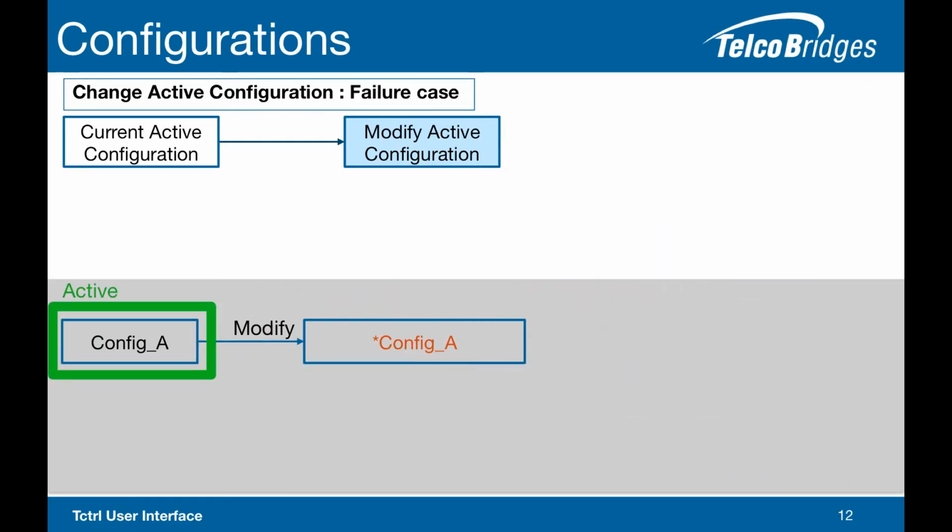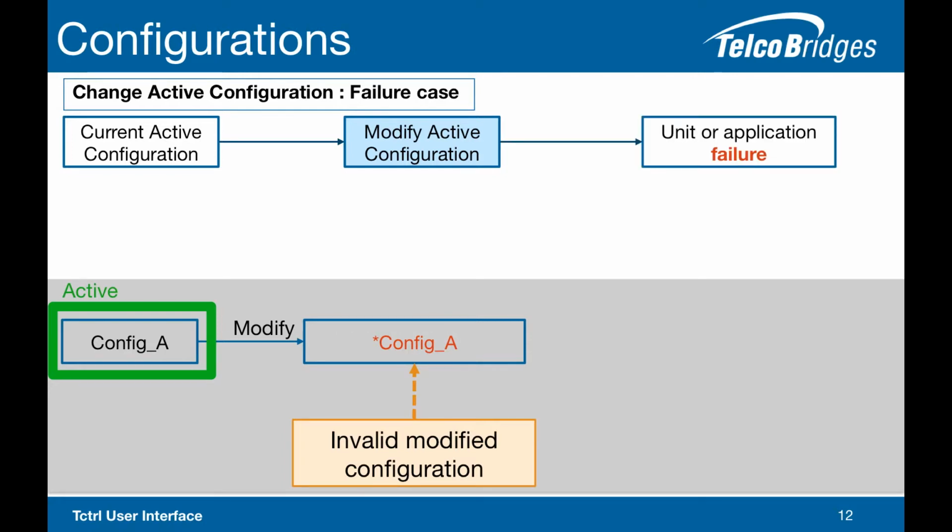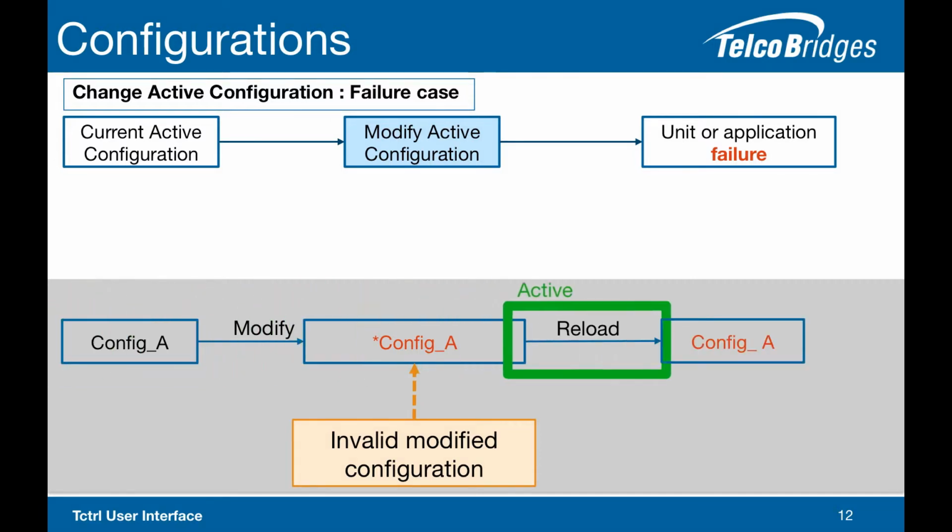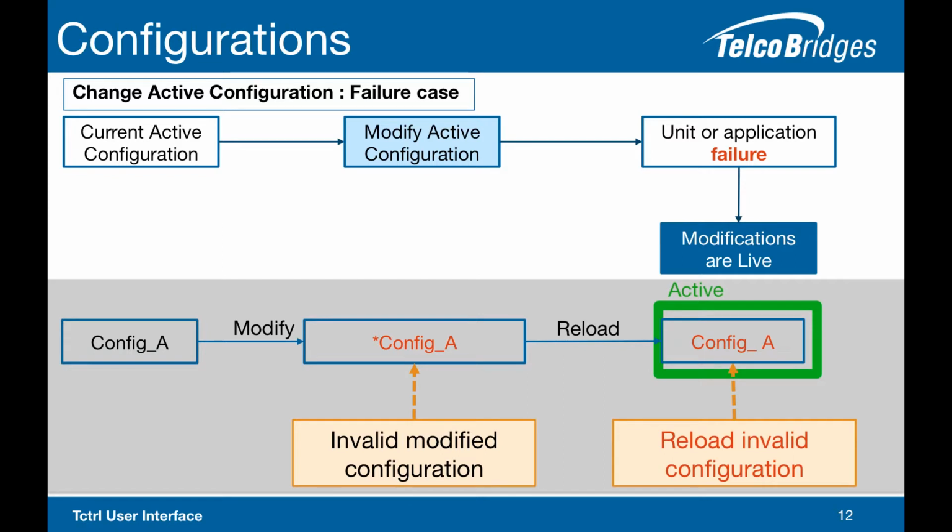Now let's look at another scenario that could lead to totally unwanted results while changing the active configuration. Let's say you modified the active configuration and left it incomplete and invalid. If for some reason the unit is restarted, either triggered by user or by a failure, or one of Tctrl applications gets a fault and restarts, the system would reload and try to apply an invalid configuration, in fact having no idea of what was the last good configuration.